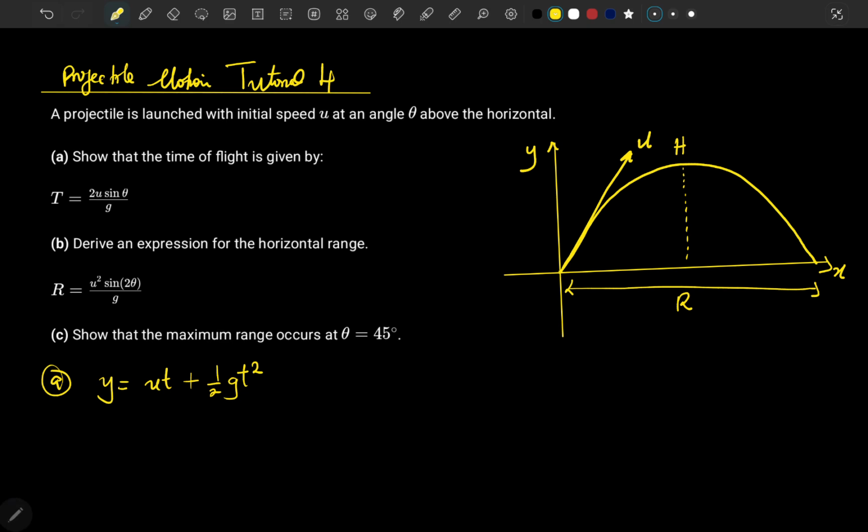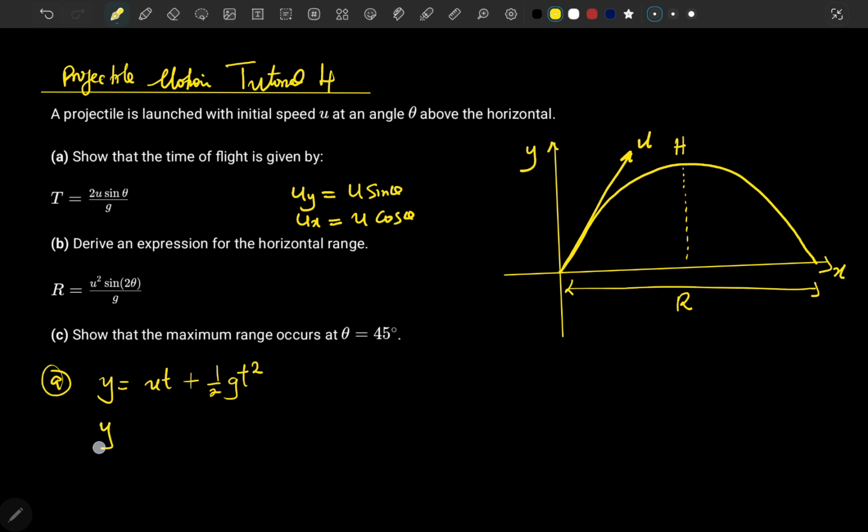Why am I using y? Because the motion is in the vertical direction. We consider the vertical motion if you want to find the time of flight. It's simple as that. Now in the vertical motion, we need to understand that the velocity in y is given by initial velocity u sine theta, and the velocity in x is given by u cos theta. Take note of these two formulae.